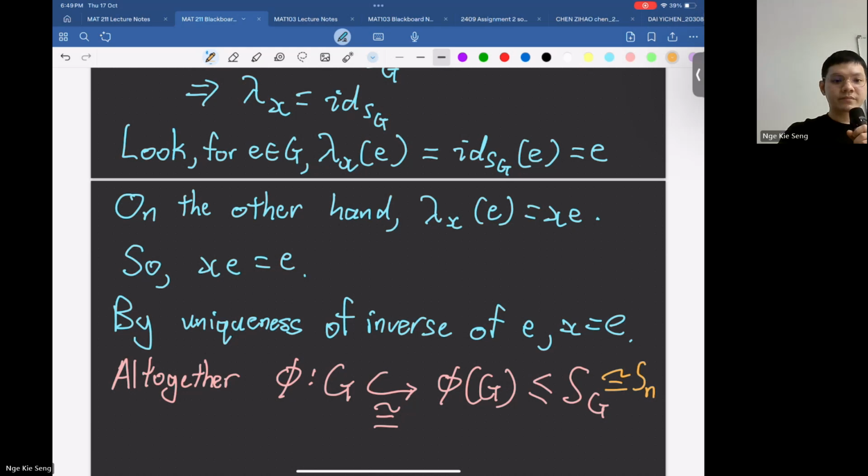Any question? No? Right, yeah. A very good exercise is to see if you can do the right regular representation. Repeat the whole proof using right multiplication, so instead of G to S_G, you do G to S_G with x times g. See if you can do it the same way or not. A very good exercise to repeat this proof.